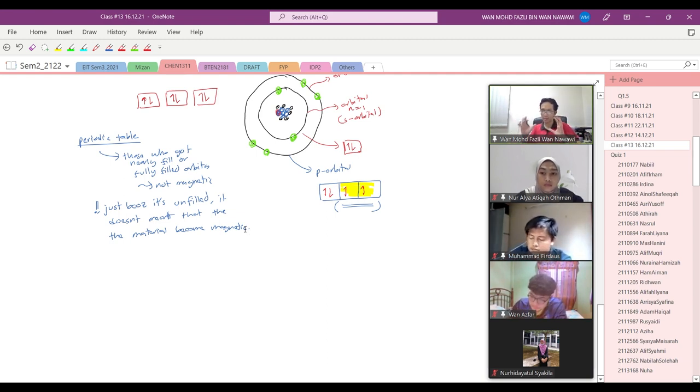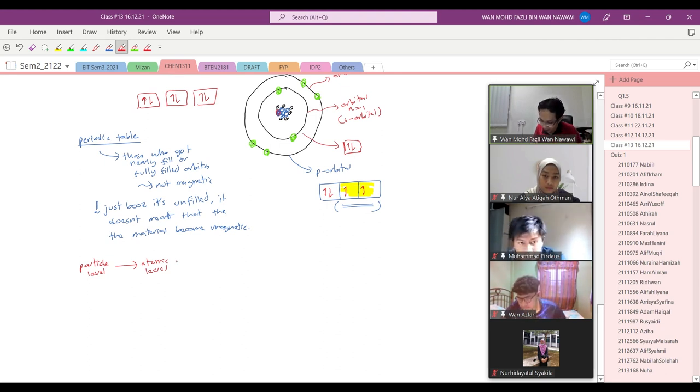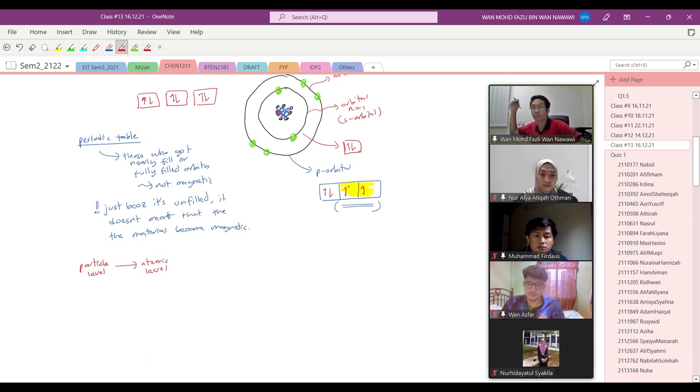Because this has something to do with the crystal. First we see the particle level, and then the atomic level. At the particle level, we mentioned before that quarks and electrons have their spin, and at the atomic level we talk about orbitals. So why is the unfilled orbital more magnetic than the filled orbital? But carbon, even though it has unfilled orbitals, is not magnetic. So even if you have unfilled orbitals, it doesn't mean your material becomes magnetic automatically.